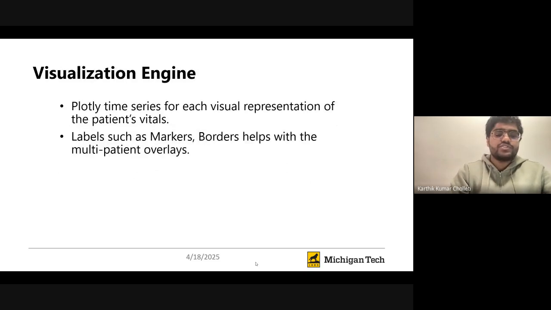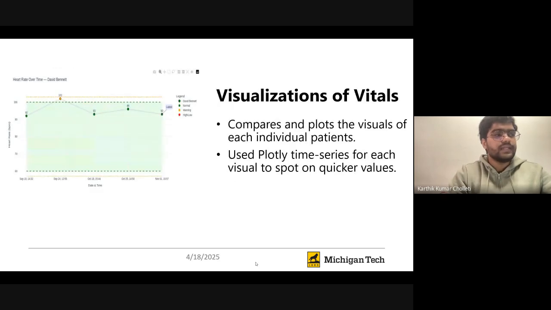For the visualization engine, we use Plotly to render time series charts. We can see this in the coming slides. Here is an example heart rate visualization of a patient. We added a green band for the normal range, an orange dotted line at a threshold of plus or minus 3 as a warning zone, and red for out-of-bound values. We can see this more easily in the coming examples.